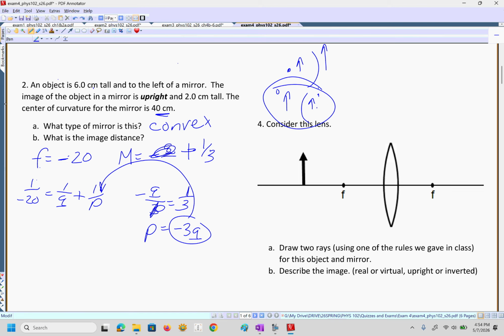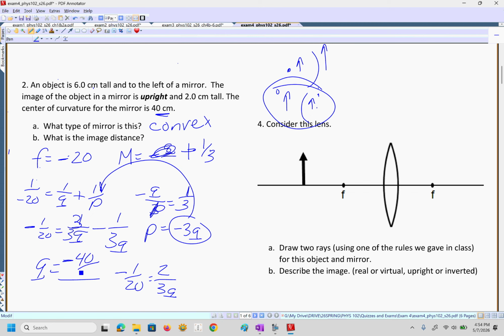I get negative 1 over 20 equals 1 over Q minus 1 over 3Q. And then you can solve that for Q. Okay? And find a common denominator. It would be 3 over 3Q. So I get negative 1 over 20 equals 3 minus 1, 2 over 3Q. So that's 40 over 3. Negative 40 over 3. I think it was 13. Yeah, 13 point something. Okay?